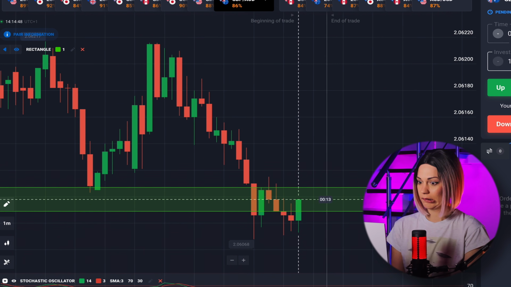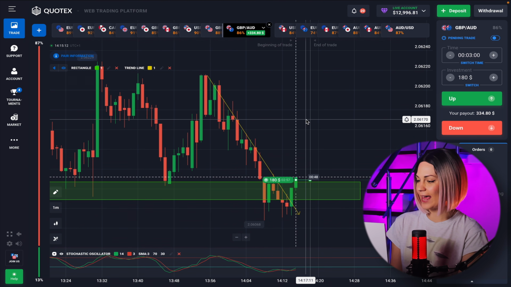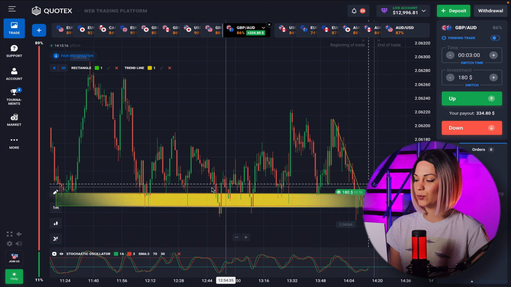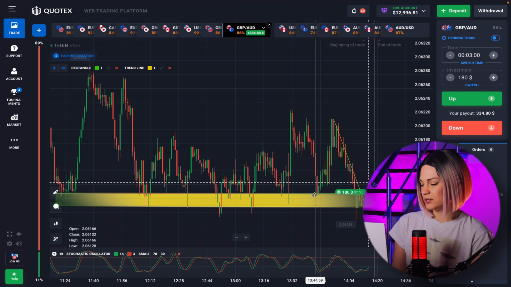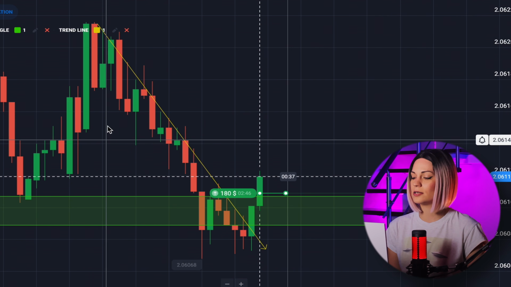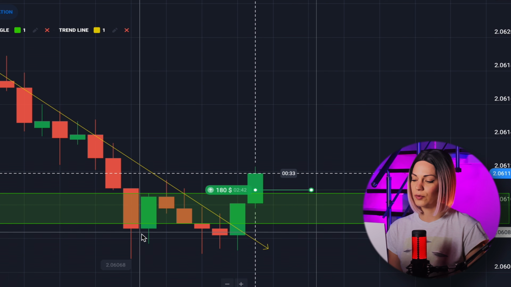Okay, let's continue. GBP AUD currency pair. We have the support level. We opened the deal. I don't remember where exactly on this currency pair, but it doesn't matter. Standard situation, the price reached the level. I didn't like it at the beginning that the price reached that level.